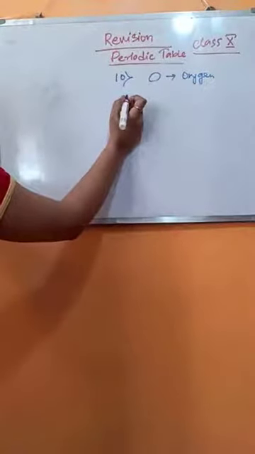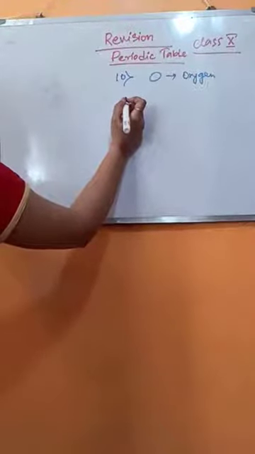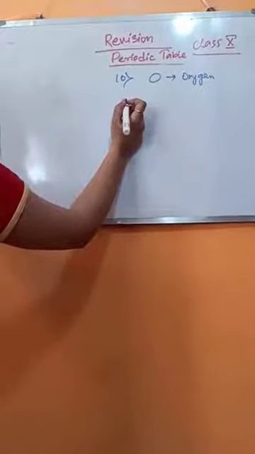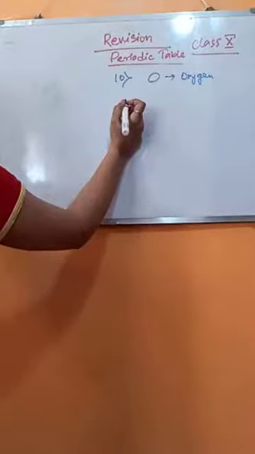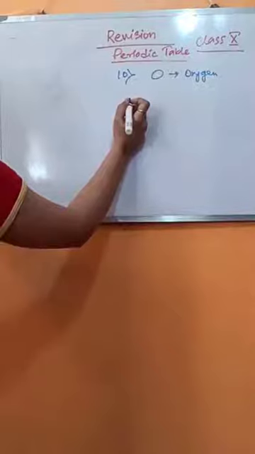Okay. Now in this table, it is given that among A, D, J, and E, you have to identify which one is metal, which one is non-metal, which one is metalloid, and which one is a noble gas.